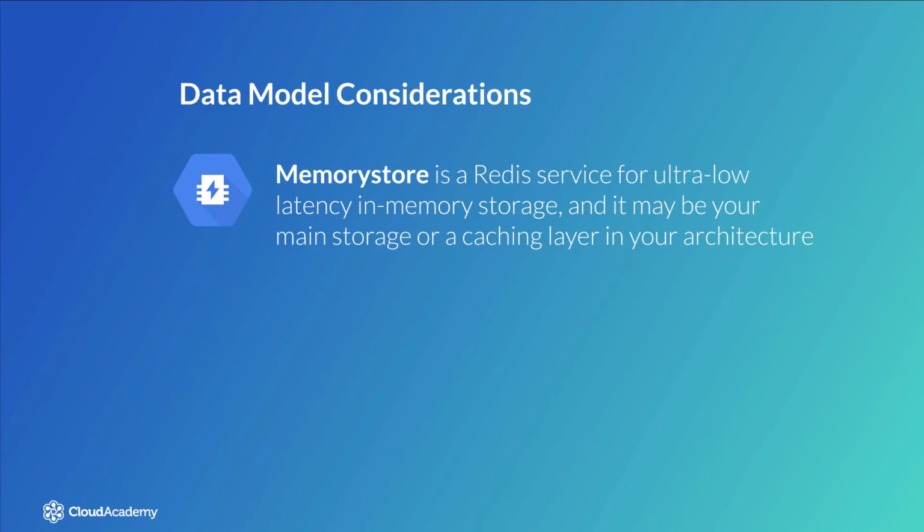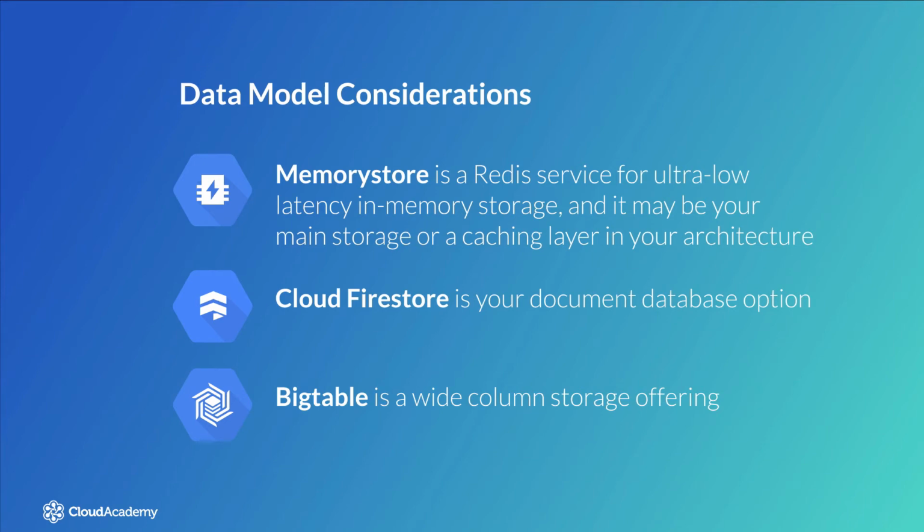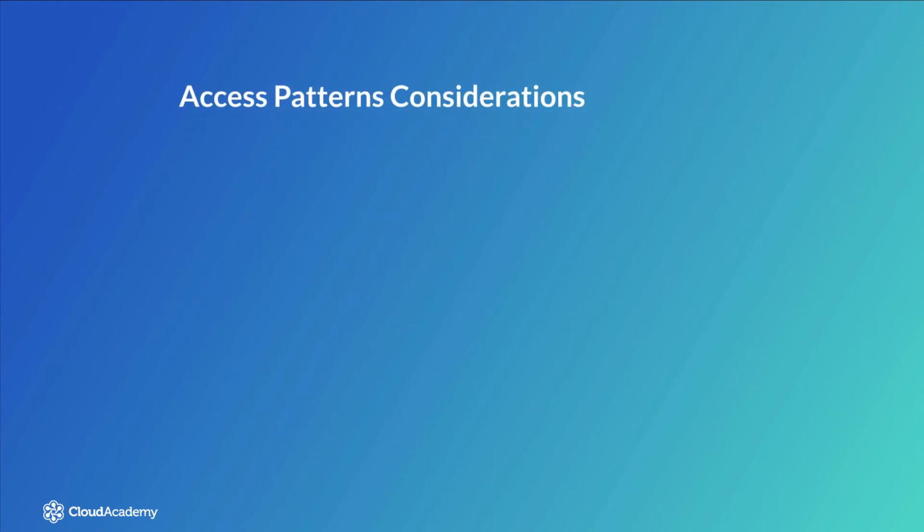Depending on your use case, it may be your main storage engine, or it could be a caching layer in your architecture. And then you have Cloud Firestore as your document DB option, and Bigtable, which is your column-based storage offering. So consider your own app's data model and determine which of these makes sense as a good fit. And then we have to factor in access patterns.